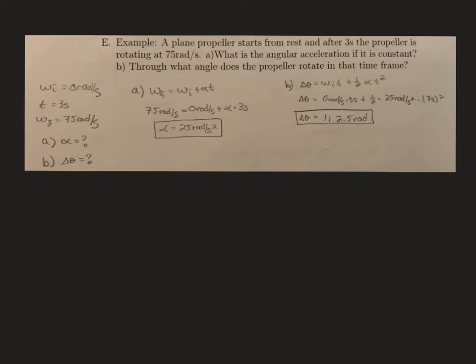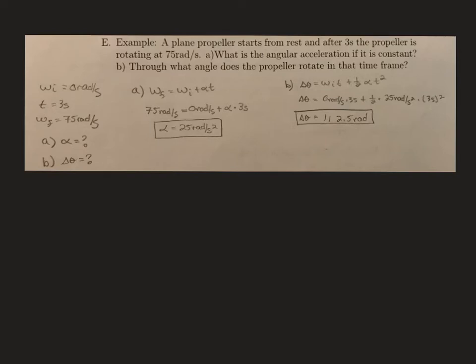So it starts from rest. We know the initial is 0. We know time. We know angular velocity final because it's 75 radians per second. And that's pretty fast because you think one revolution is going to be 6.28 radians. So you take 75 divided by 6.28, and it's almost 12. So it's rotating around almost 12 times every single second. And our goal is to find angular acceleration, assuming it's constant, and to find the change in angular position.